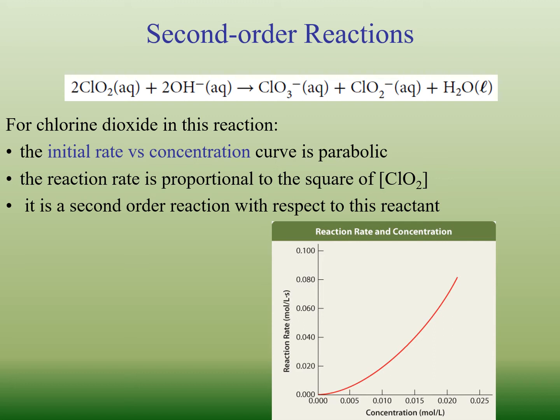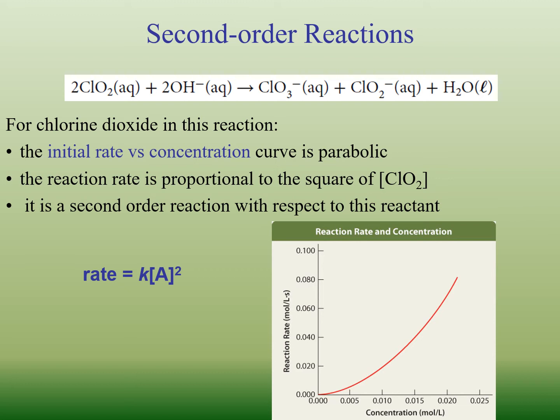This means that the reaction rate is proportional to the square of the concentration of chlorine dioxide. Rate equals k times concentration squared. And we say that it is a second-order reaction with respect to this reactant. If the concentration of the reactant is doubled, the rate of the reaction increases by a factor of 2 squared, which equals 4. If the concentration of the reactant is tripled, the rate of reaction increases by 3 squared, which equals 9.